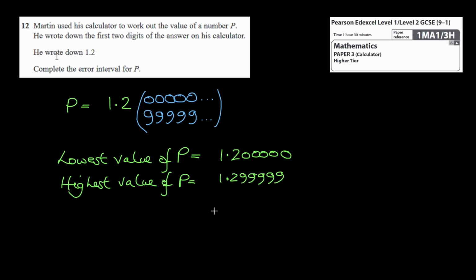So if we were to write that down as an inequality, we've got P sitting here. That's going to be less than 1.3, but it can be equal to 1.2. And that, rather abruptly, is your answer.